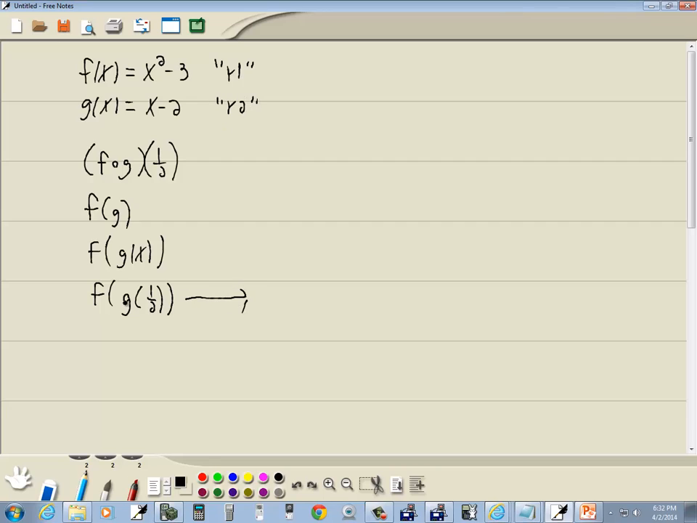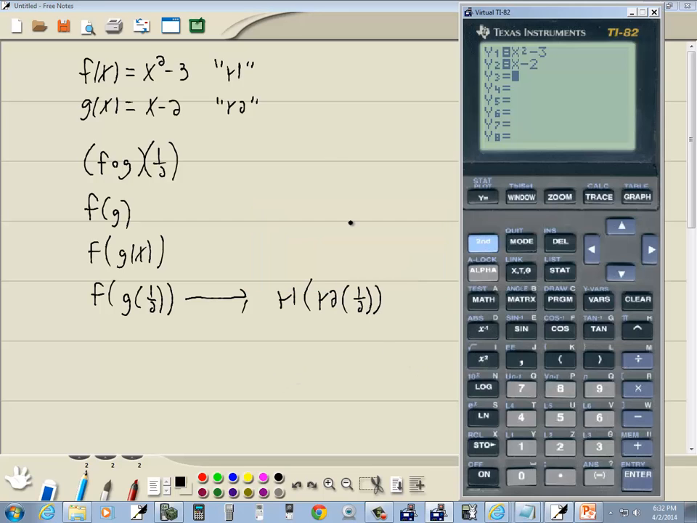This is y1, and this one is y2. So if I change this notation, we put f of x in y1, so the f we can replace with y1. And then beginning parentheses, then we want g. Well, g we put into y2. So I've got y2, and then I'll put a beginning parentheses and then do 1/2. So that's how we're going to plug it in.